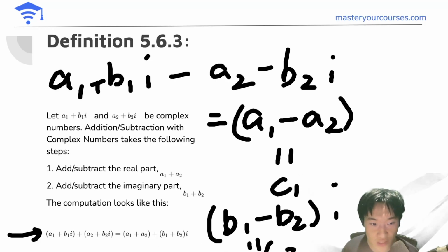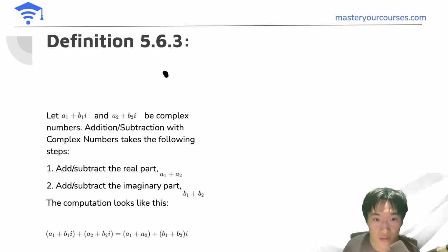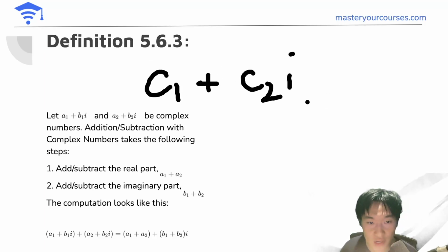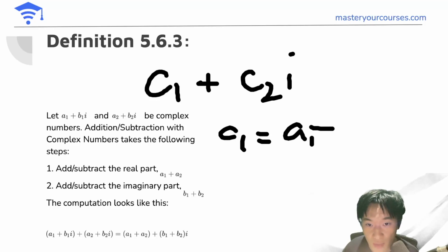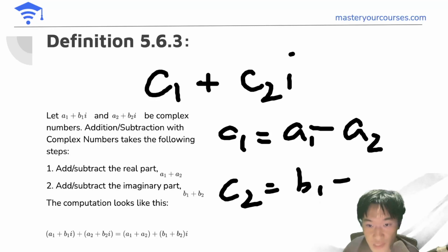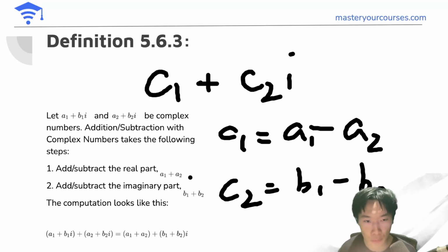So what do you get? Well, you just get simply c1 plus c2i. And what is c1? Well, c1 is equal to a1 minus a2. c2 is equal to b1 minus b2. Simple as that. Remember that this works because the real numbers are closed under subtraction, or addition.